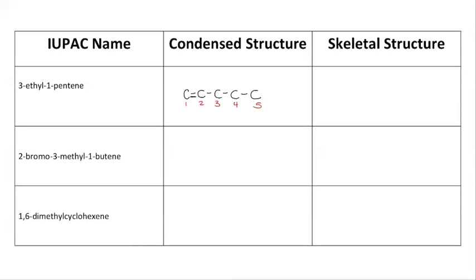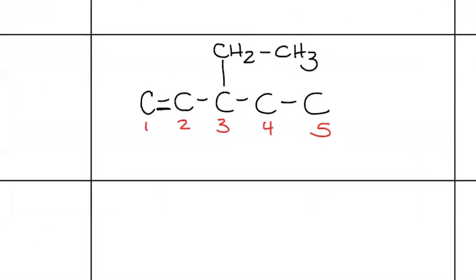Then I see that I have a substituent on carbon number 3, which is an ethyl group. Remember that the ethyl group, you attach it through the CH2. So it's a CH2 attached to a CH3. We never attach an ethyl through the CH3. It's always through the CH2. Now that I put in all of the components, I'm going to write in the hydrogens, okay? How many hydrogens does carbon number 1 get?